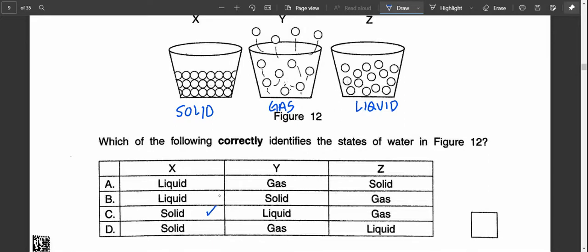X is solid, solid. And then second one is gas. And then third one is liquid. Therefore, the answer is D.